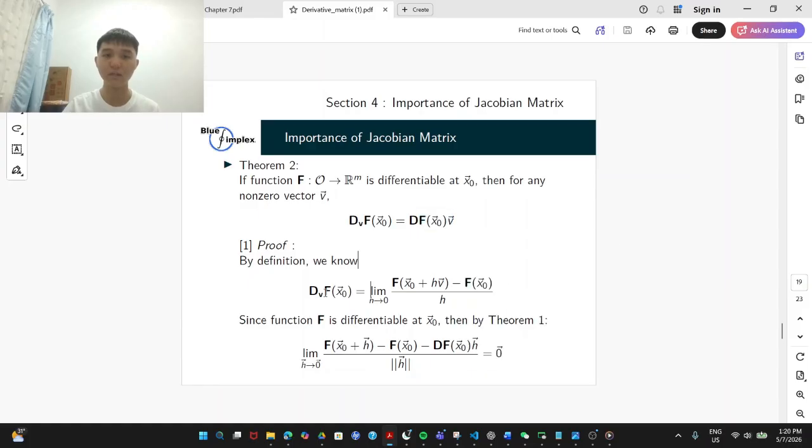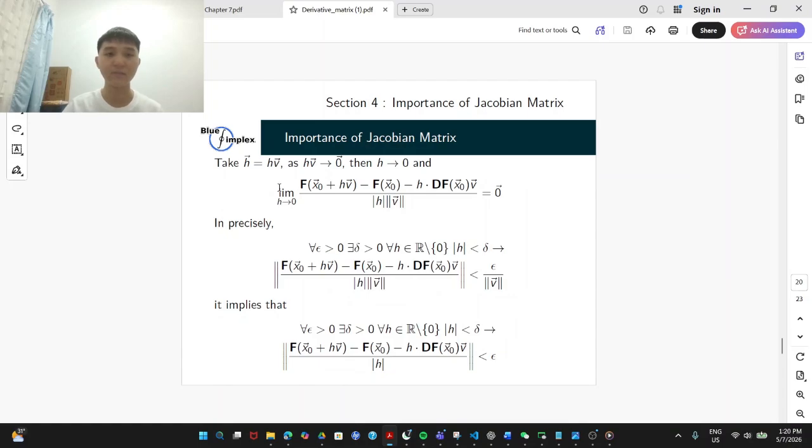By definition, we know that the directional derivative in the direction of v is equal to this one. Since f is differentiable at vector x naught, by theorem 1, we can imply this one. So the vector h is equal to the scalar h times vector v. As this one goes to 0, the scalar is equal to 0. Then, using the definition of limit, epsilon can be chosen. So I can choose epsilon divided by the norm of vector v. Then this one and this one, we move to the right side, and the norm of vector v is eliminated. So I can imply this one.